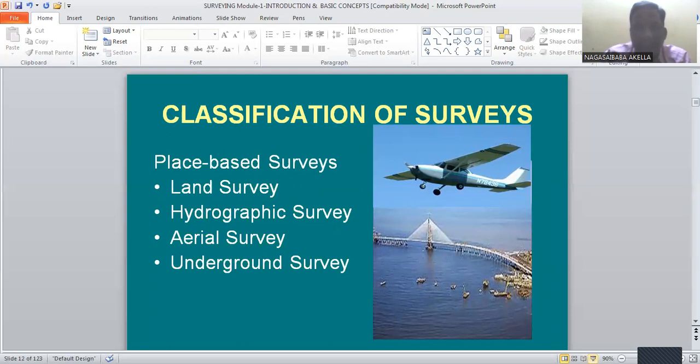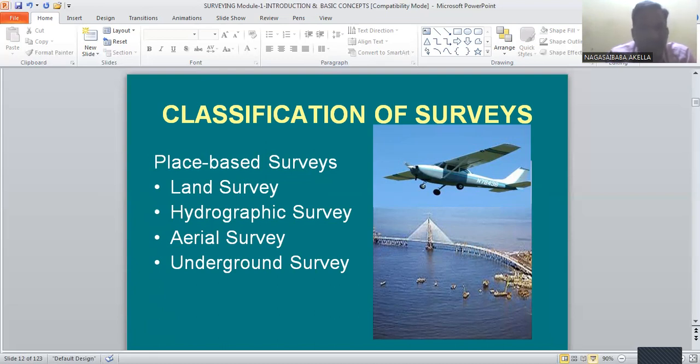Again, next one, place-based surveys. If you do survey above the land, it comes under land survey. Above the water or below the water, if you do survey, that comes under hydrographic survey. To determine the depth of water, you have to do this hydrographic survey by taking soundings. Sounding is an equipment which takes the depth of water from the water level top to the top of the bed. It gives the depth of the water. Generally, this type of survey will be used by marine engineers.